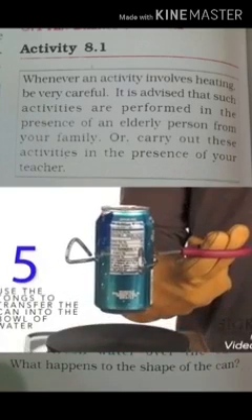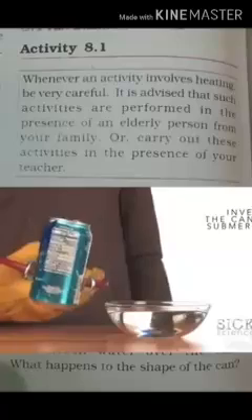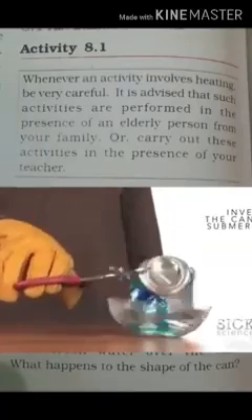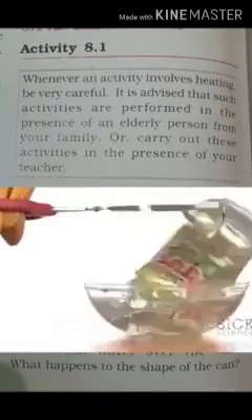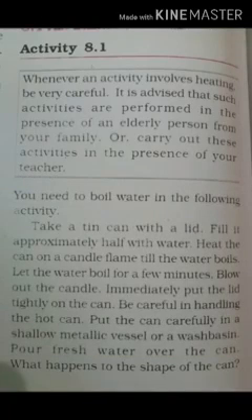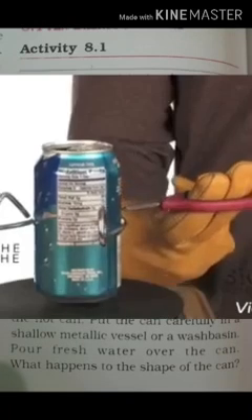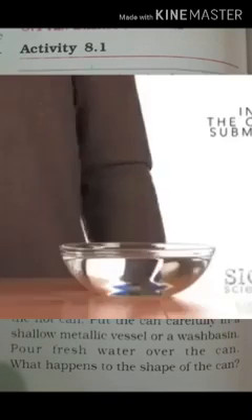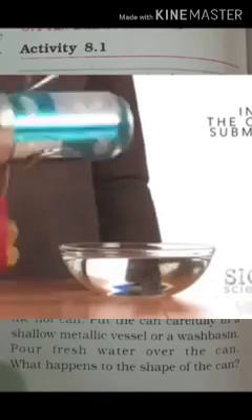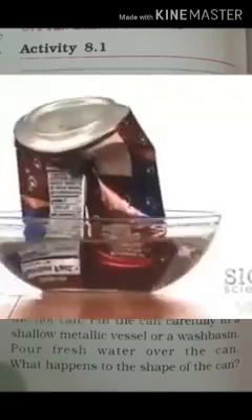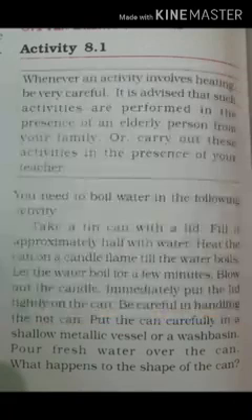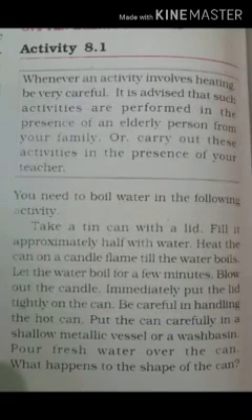And now this hot can, you have to put it in a vessel filled with cold water. It can be a bucket or tub or any vessel filled with water. Put this can inside that water and immediately what do you see? The can gets distorted. Its shape changes. And why does this happen? This happens due to air pressure.